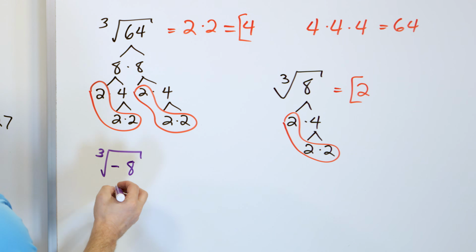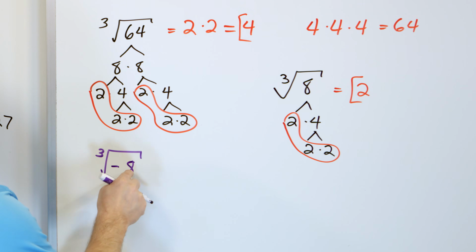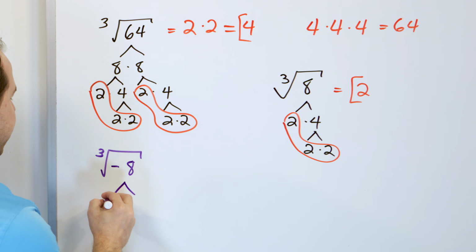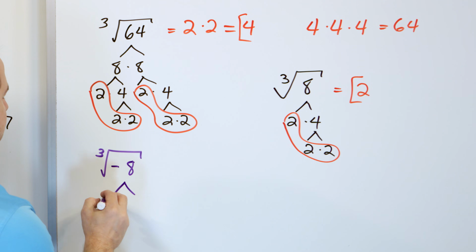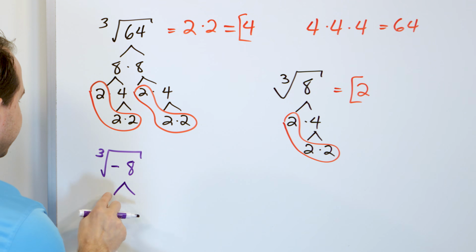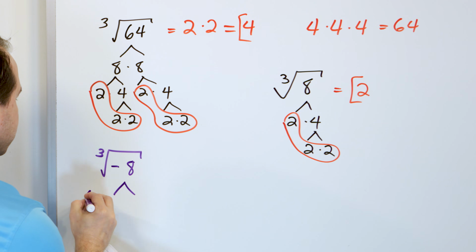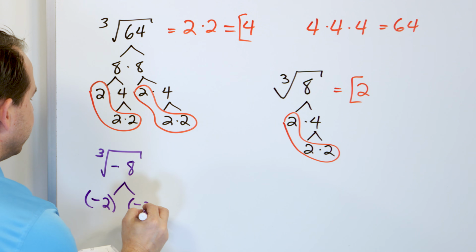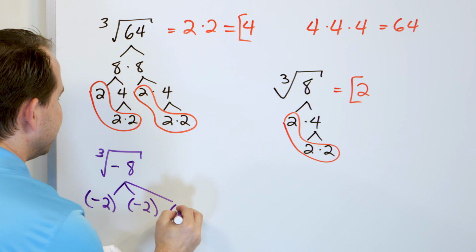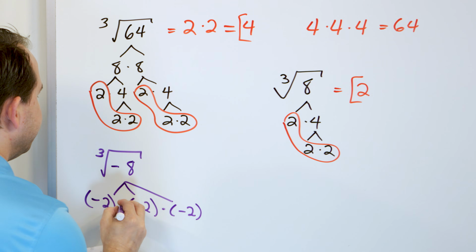Let's see how we do it with a factor tree. What times what can give me 8? I can say, let's say, well, probably the easiest way to do it is to say negative 2 times negative 2 times negative 2. That can give me negative 8.